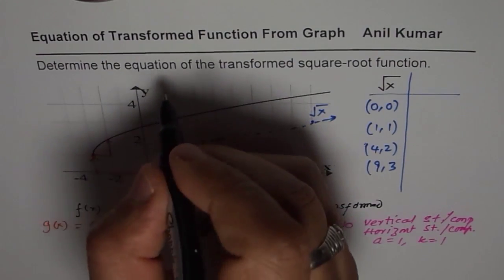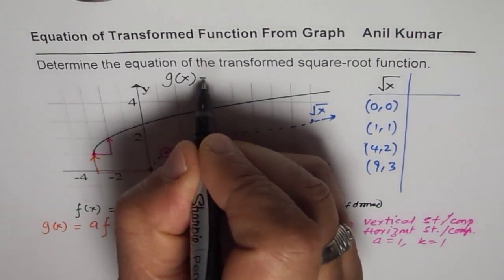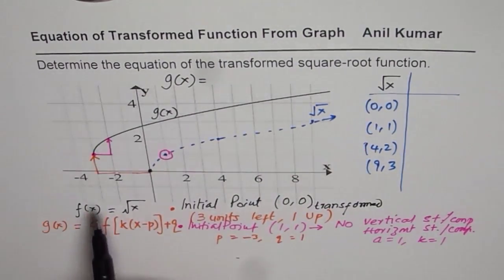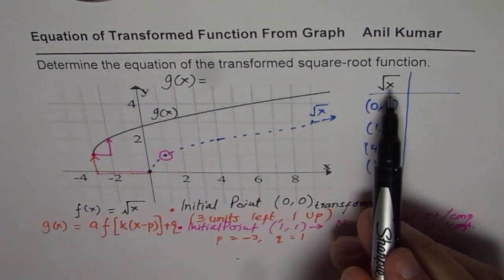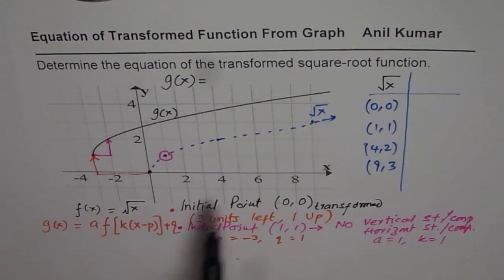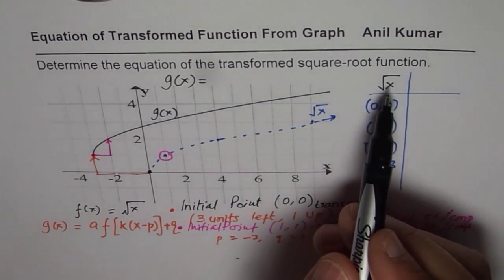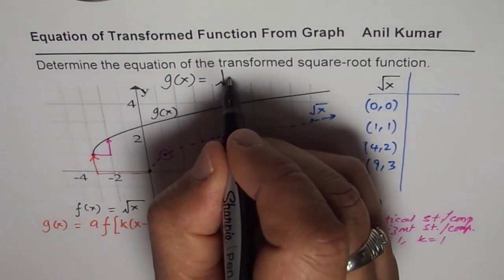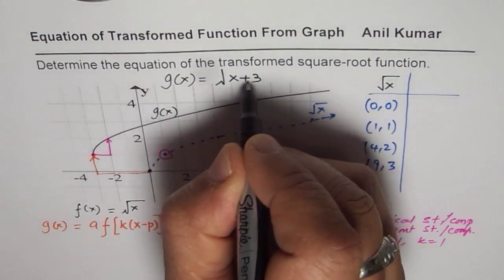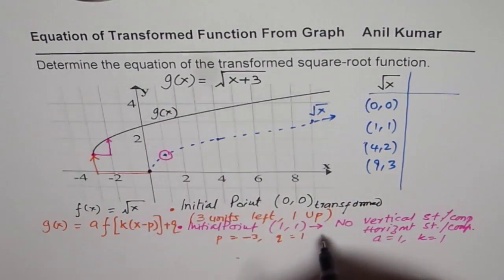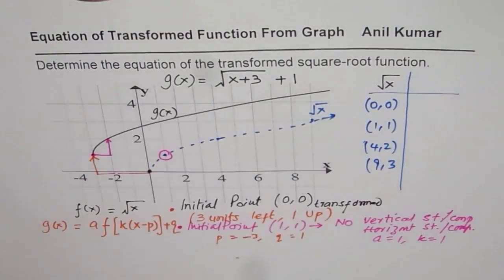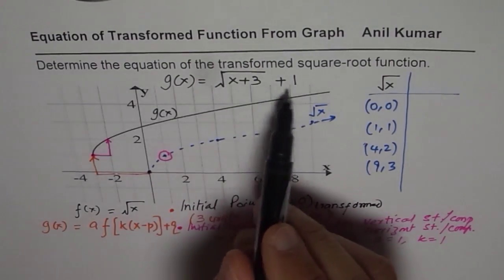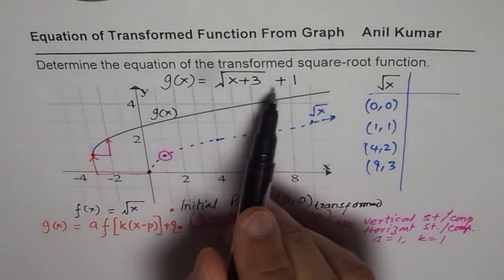So we can say g of x is equal to, we're calling this function g of x, the square root of x is our base function, and a is 1, right? So in square root x, what we have is a translation of 3 units to the left, which means x plus 3 within the square root, and 1 unit up means plus 1. So that is the transformation, correct? That is how you get your transformed function.